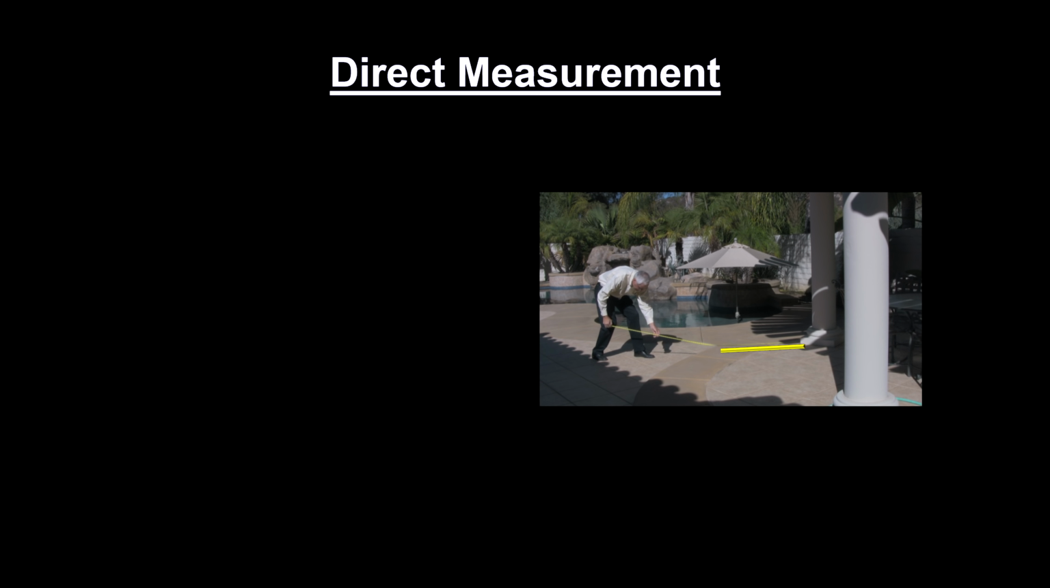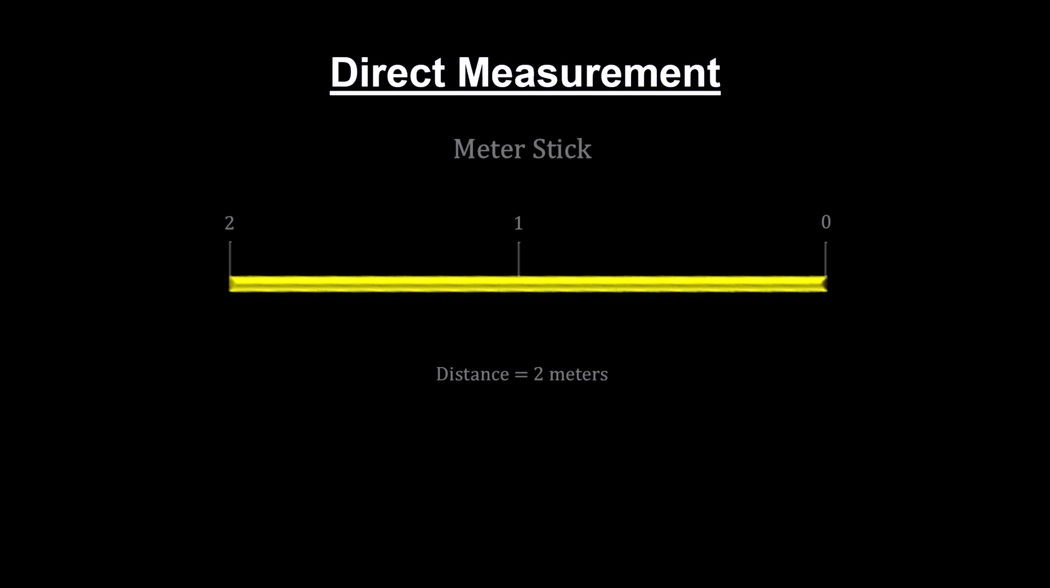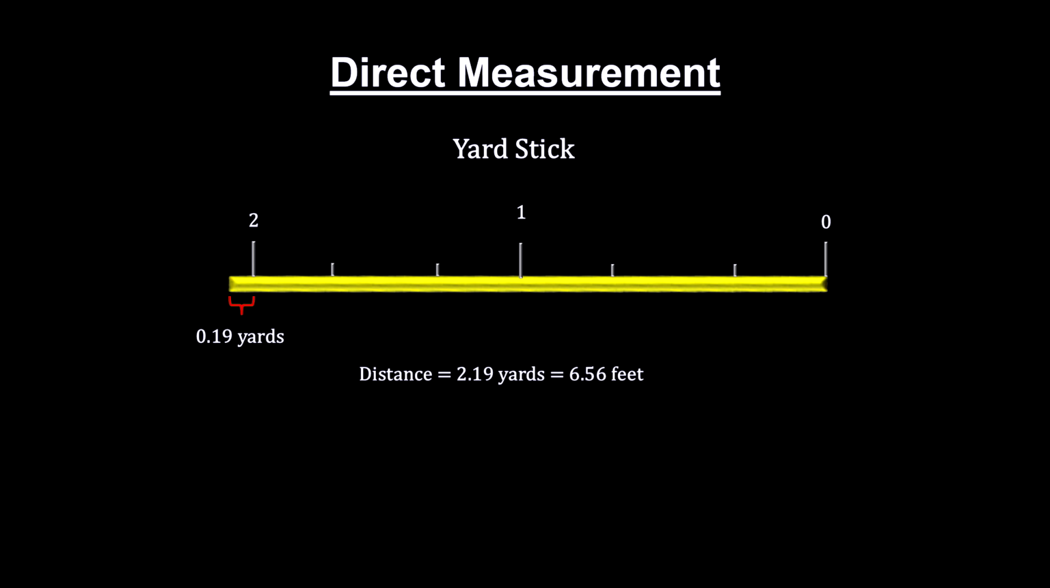We can now take a look at the measurement we started with. If we mark the equal segments on the measuring tape to be meters, we get 2 meters. If we mark the equal segments to be feet, we get 6 and 56/100ths feet.